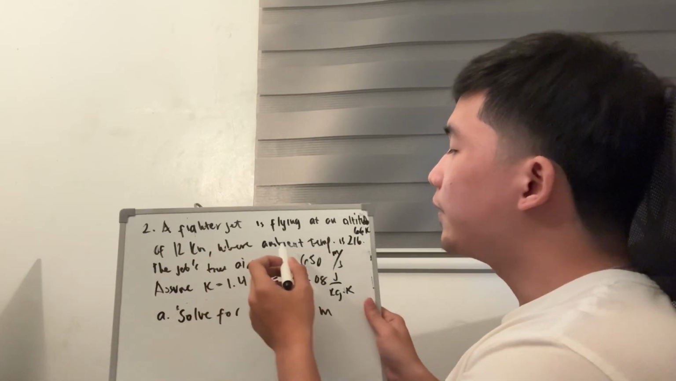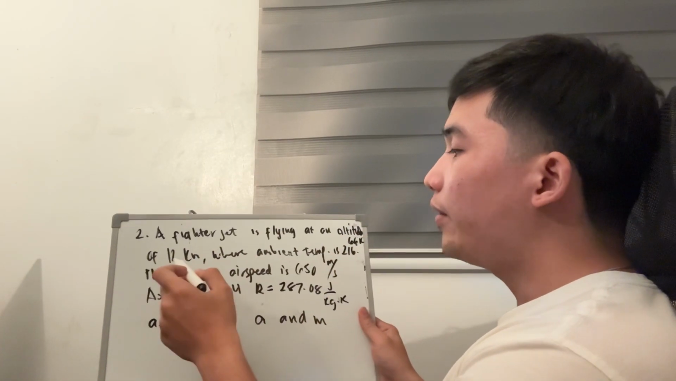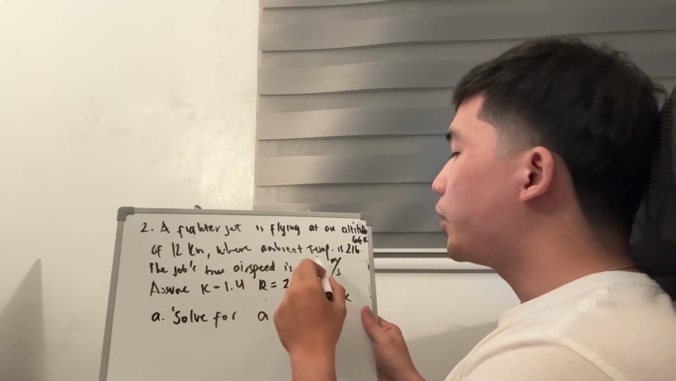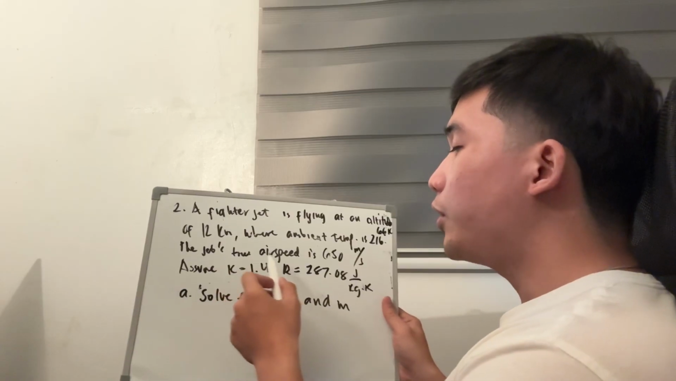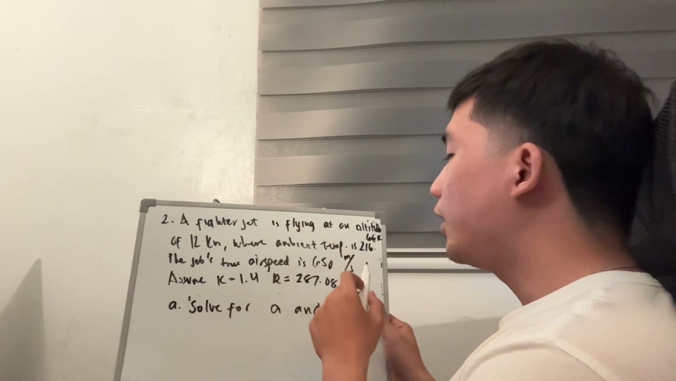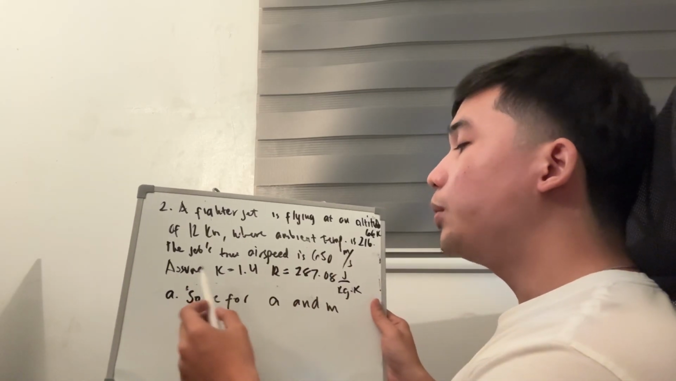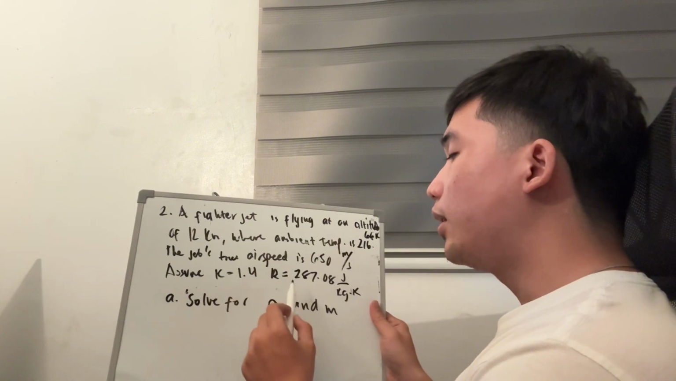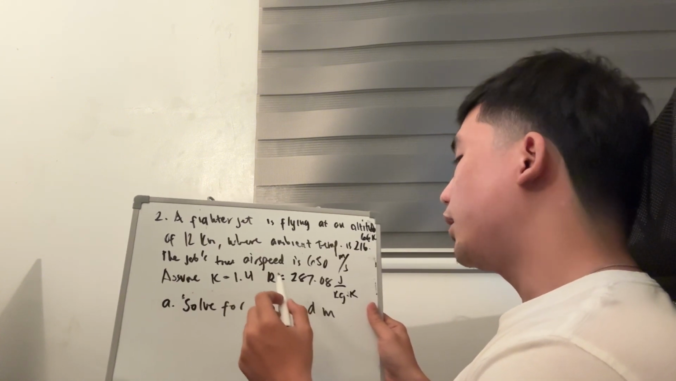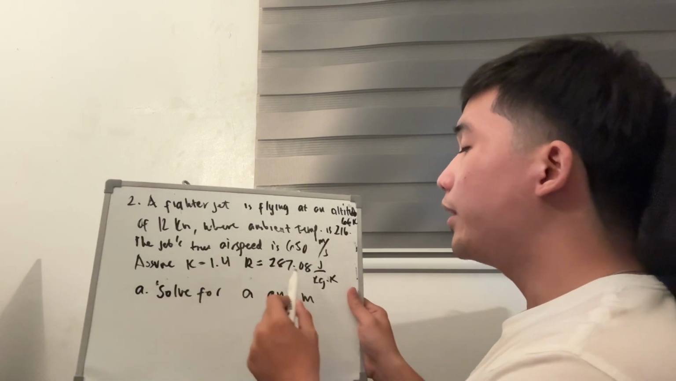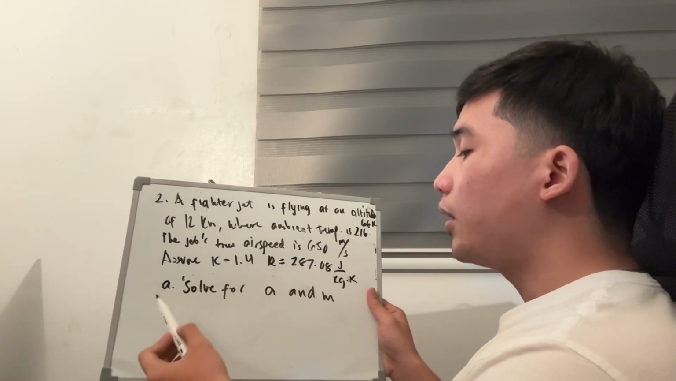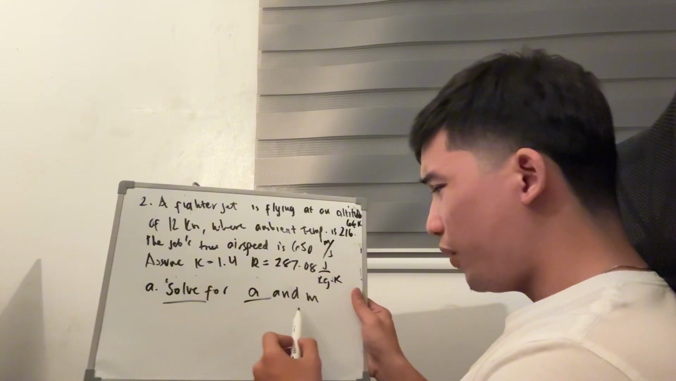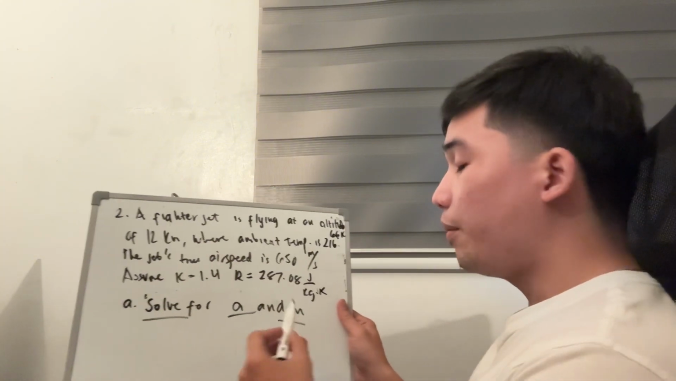So for our next problem, we have a fighter jet flying at an altitude of 12 km, where ambient temperature is 216.66 K. The jet's true airspeed is 650 meters per second. Assume K is 1.4. R, or specific gas constant, is 287.08 J/kg·K. For our required, we have to solve for A, or speed of sound, and Mach number.